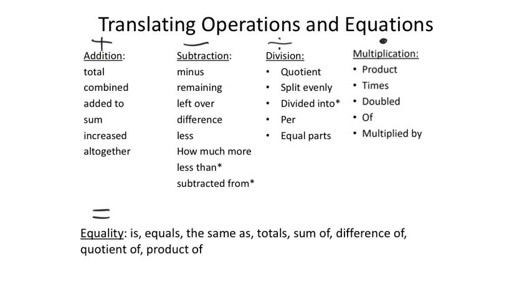So here are some ways that you may see equality in some of these problems. They'll say "is," which usually represents an equal sign. Or they'll say "equals," which is fairly convenient. The same as, totals, sum of, difference of, quotient of, product of. When it's talking about sums, differences, quotients, and products, it's telling us what it equals, but it's also telling us what operation is being used. Sum, like we can see above, is addition, difference is subtraction, quotient is division, and then product is multiplication.